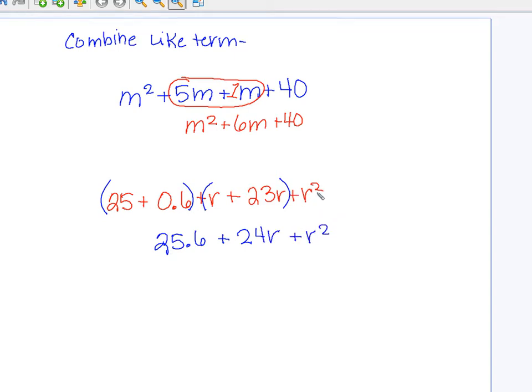There's no other r squared. Even if the variables are the same, they have to have the same exponent in order to be exactly the same. So you might see something like this as well.